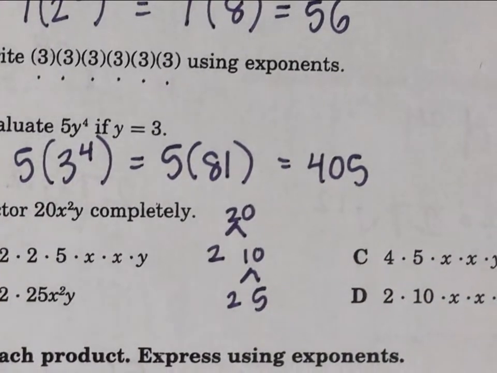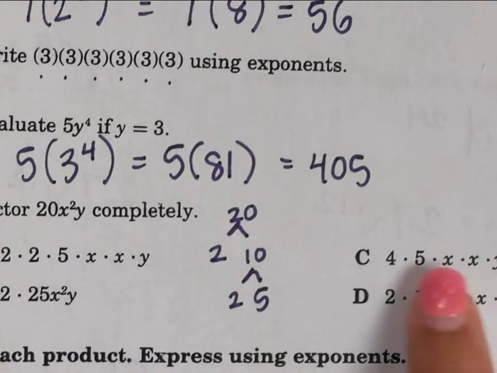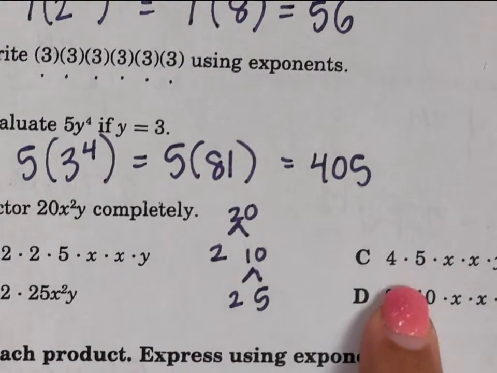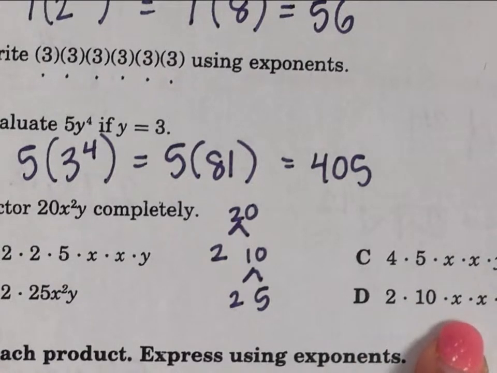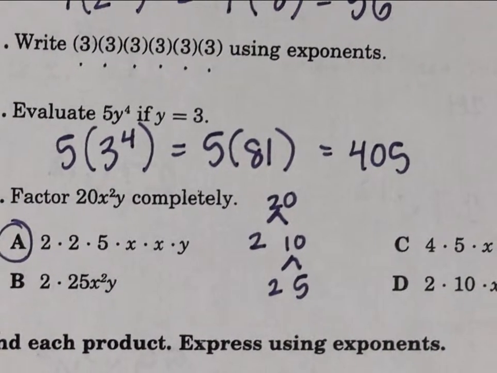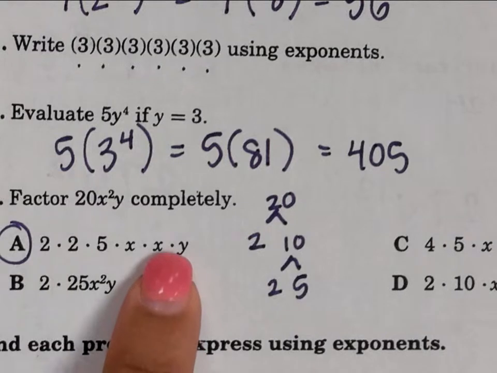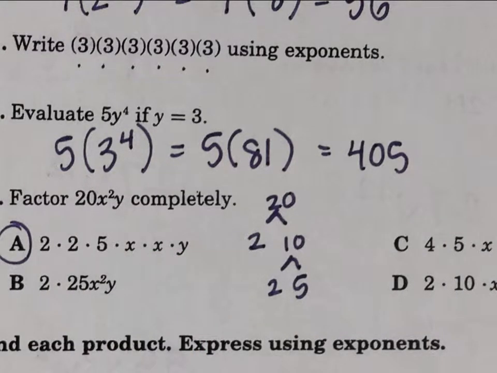Because C, you still get 20x squared y, but that 4 is not a prime number. You would have to break that 4 down farther. Same as D. You'd have to break that 10 down. As far as possible, yes. Your x squared, that means you've got 2 x's. So you're breaking it down as far as possible. Questions on that?